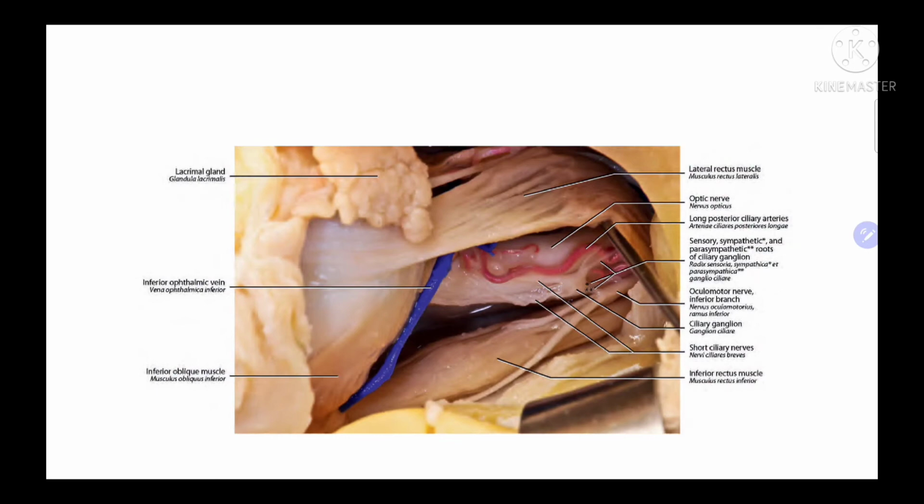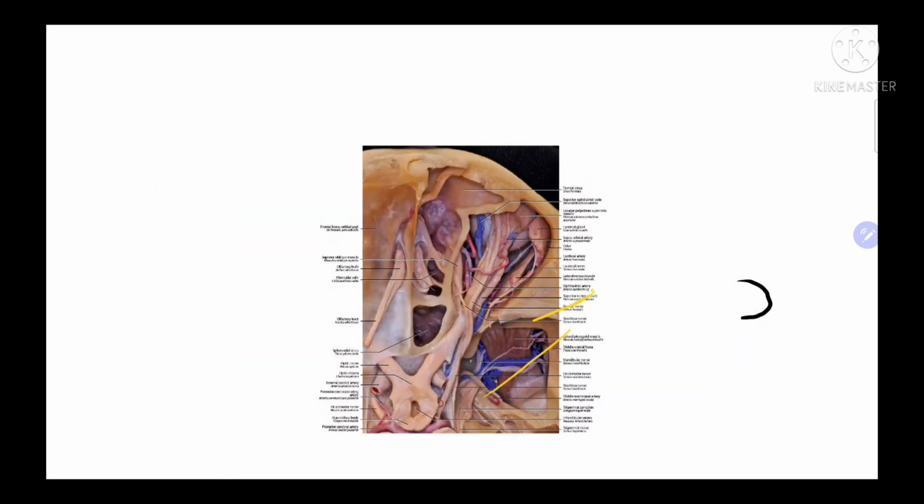For example, you can see here the inferior branch. Okay, you can see the inferior branch, and you can see the ciliary ganglion here, and you see the anastomosis. I'm gonna put it in yellow. You can see the anastomosis here between the ciliary ganglion and the inferior branch. Okay, you see the branches.